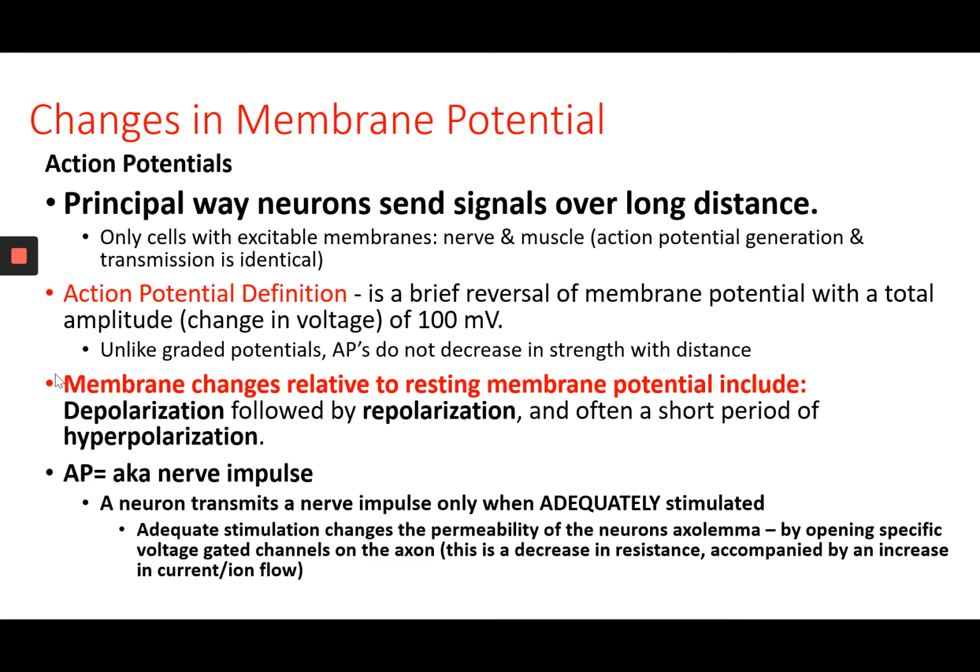You may abbreviate action potentials as AP, but they're also known as a nerve impulse. And we only get an action potential if an impulse, like the graded potential, has adequately stimulated the axon. Because again, an action potential is an all or nothing signal. It doesn't occur at a weakened state through an axon. It occurs or it doesn't. Always at the same strength of a change of 100 millivolts.